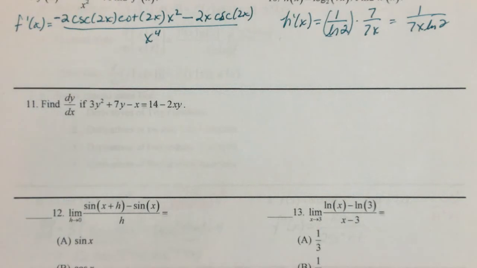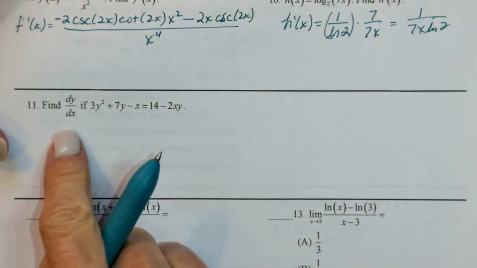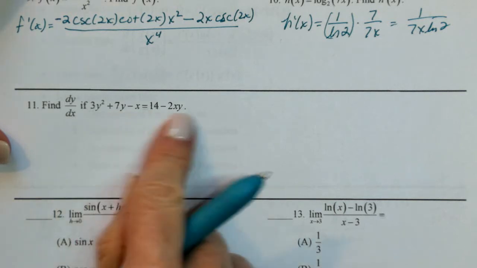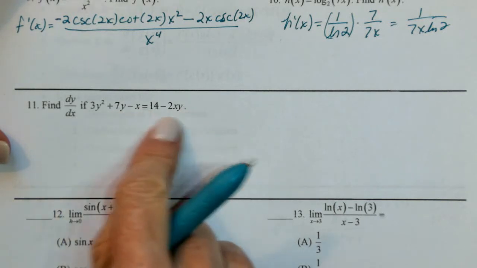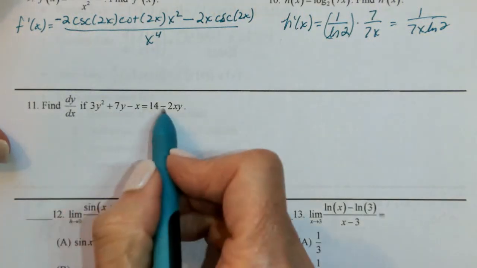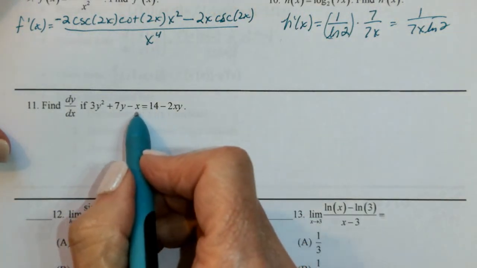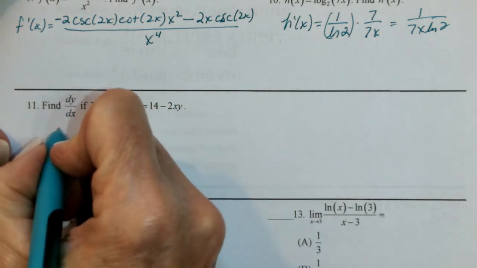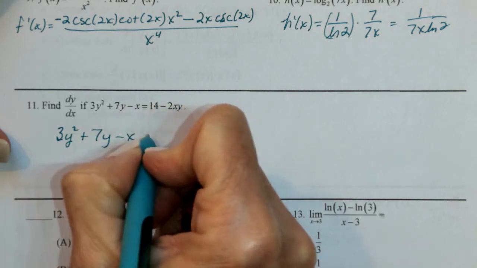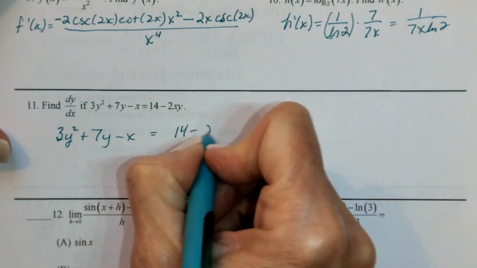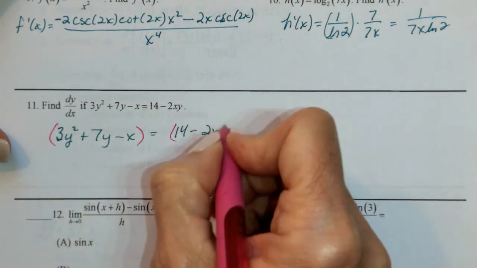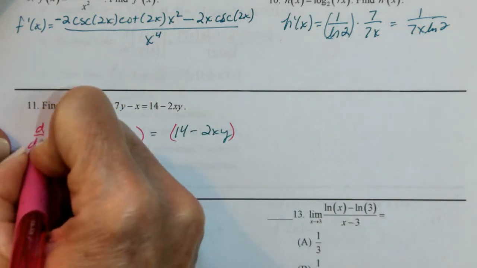Number 11. To find dy dx, find the slope of an equation given to you like this. So it's going to be unpleasant to solve this for y. So I'm not going to solve it for y. I'm going to use implicit differentiation, which means we are going to take the derivative of both sides with respect to x.